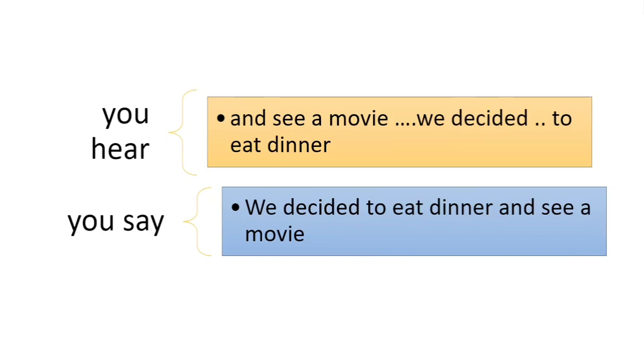The second example is you are hearing audio: "see a movie," "we decided to eat dinner," and you have to speak in a normal manner: "We decided to eat dinner and see a movie."